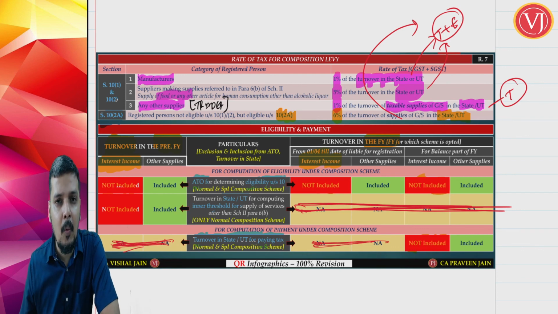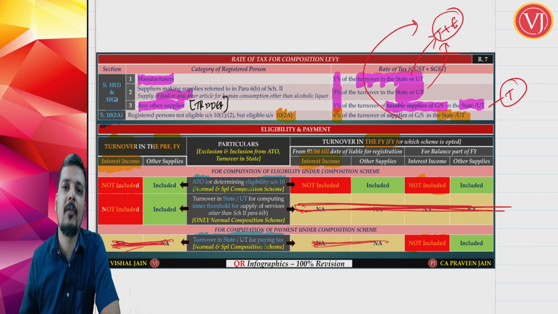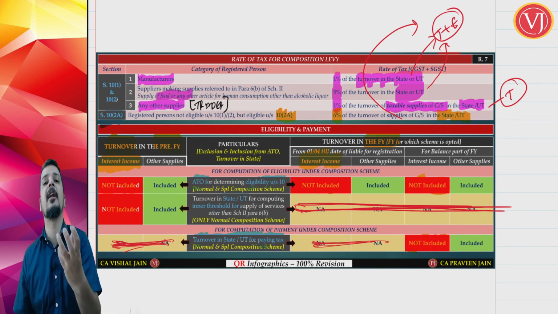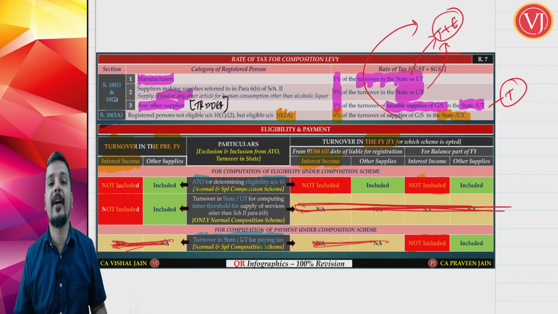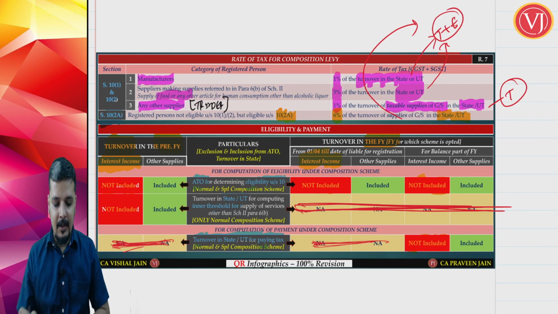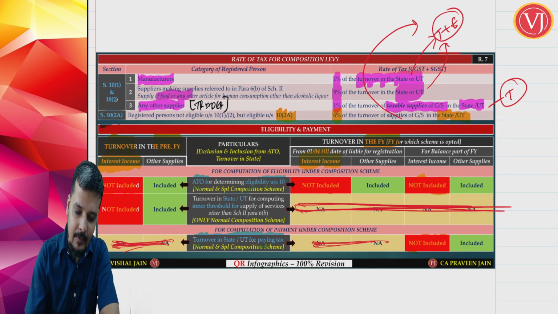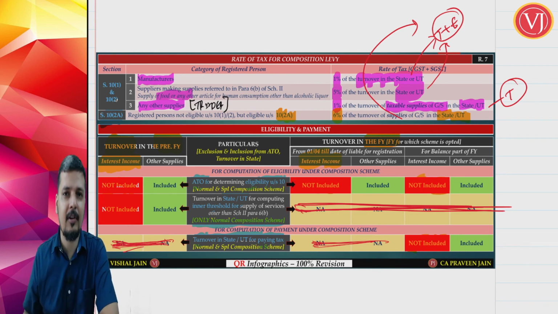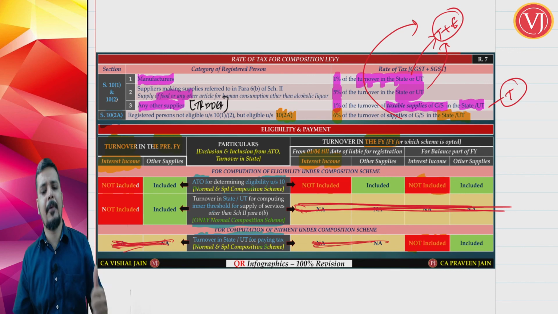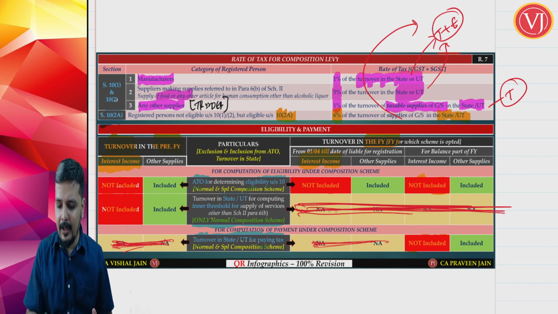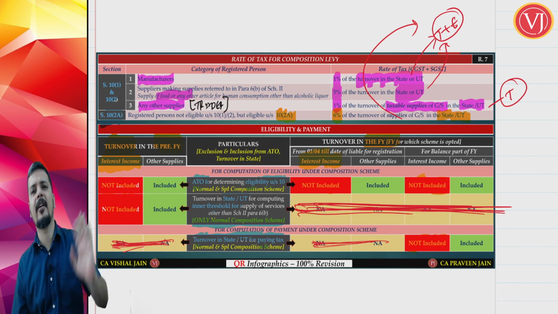Simple. One is state turnover for the previous year for checking the inner limit, 10% or 5 lakhs, whichever is higher, which is there only for the normal composition scheme. This point is there only and only for your normal composition scheme, not for the special composition scheme. There you focus only on the previous year, therefore don't even discuss the current year. In the previous year, please ignore interest income.